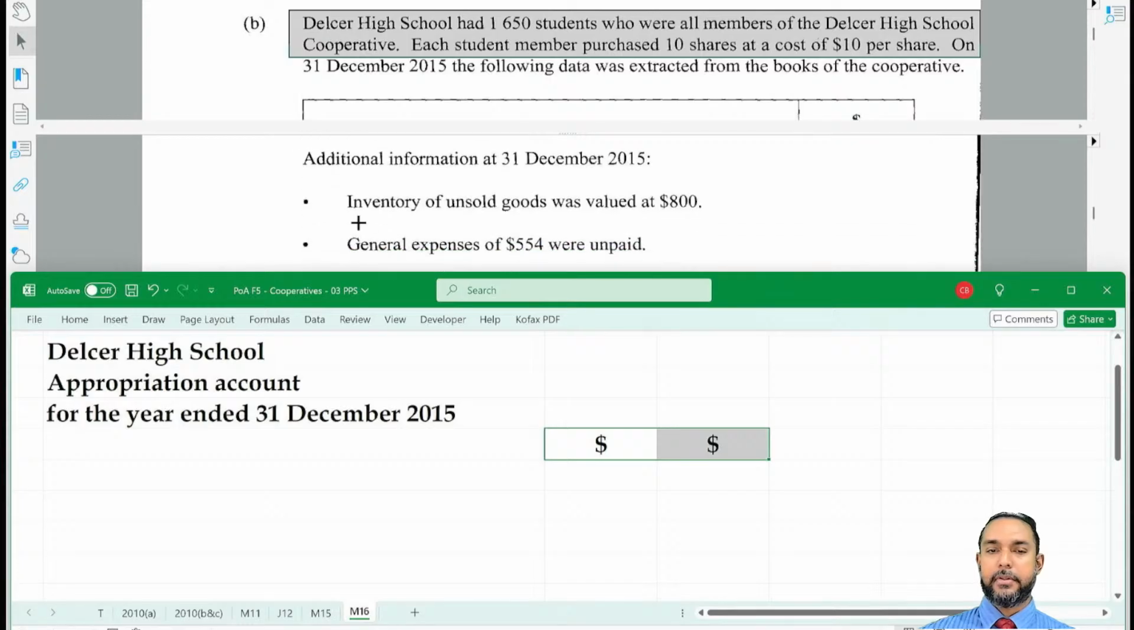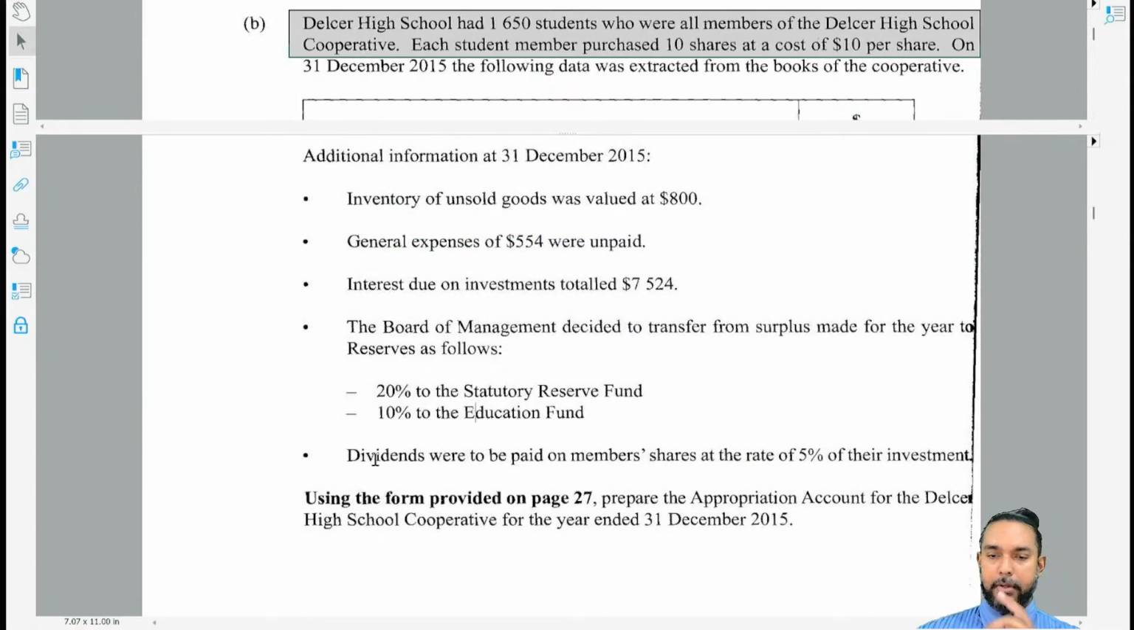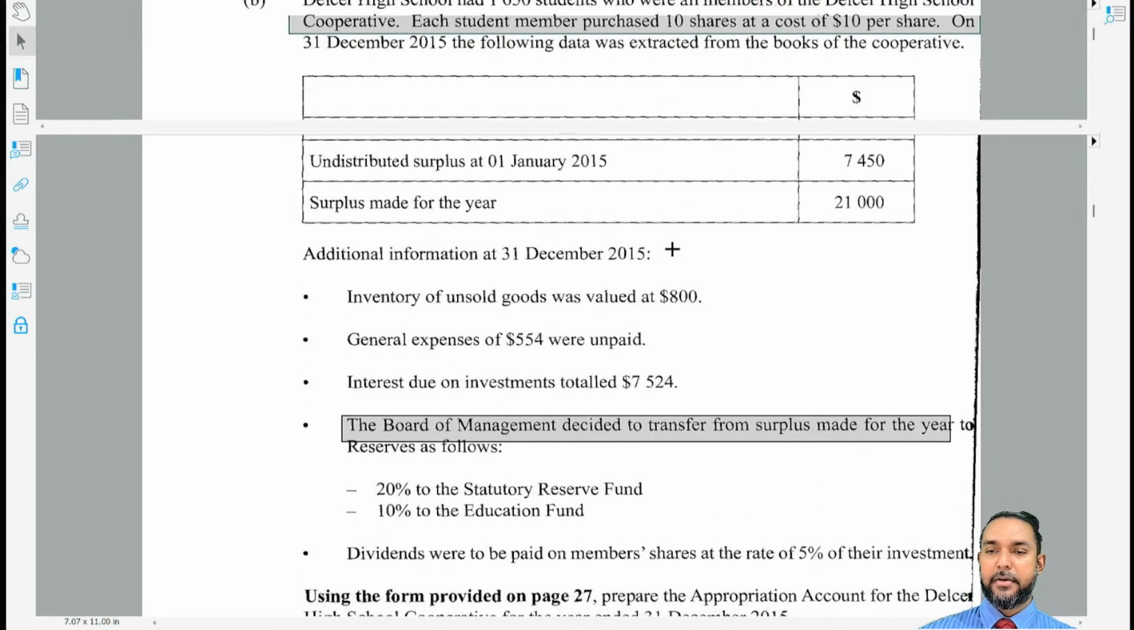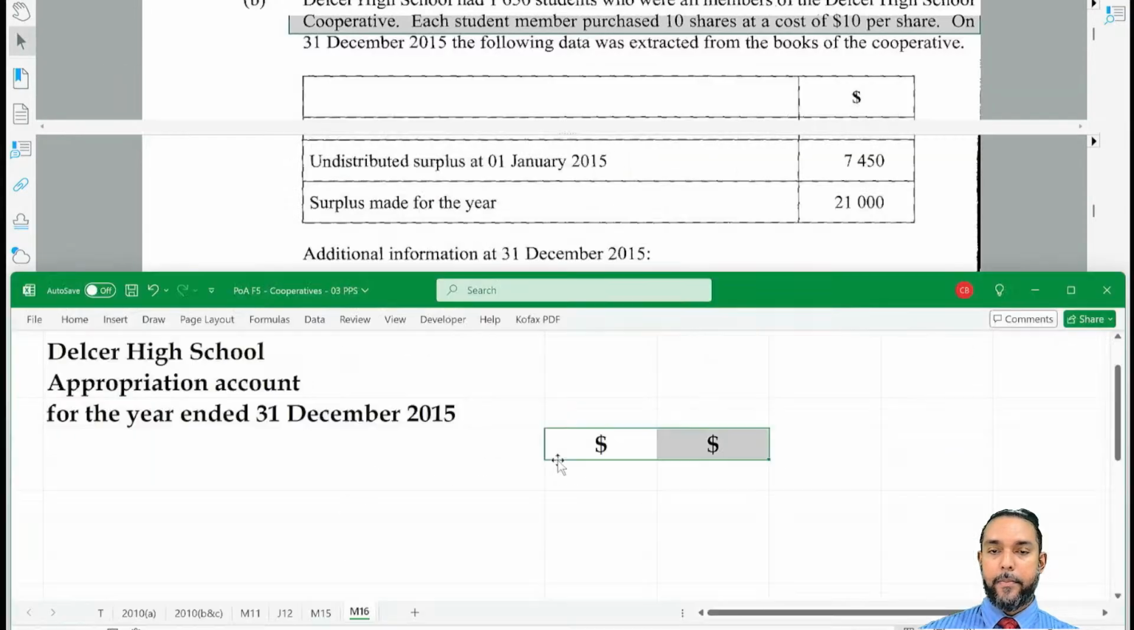Right, so the question did say that the Board of Management decided to transfer from the surplus made for the year. So in this particular case, we weren't going to add these two. We were only going to take them from the 21,000. In such a case, the appropriations would be made first, and then whatever is remaining would be added to the undistributed surplus brought forward. I'll show you.